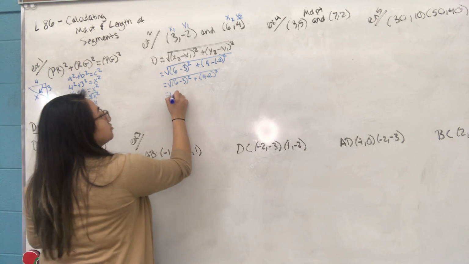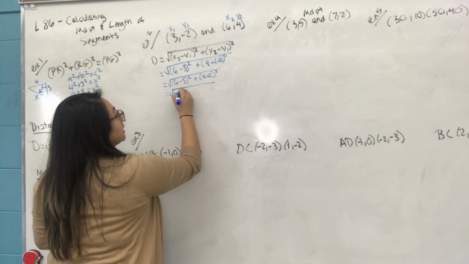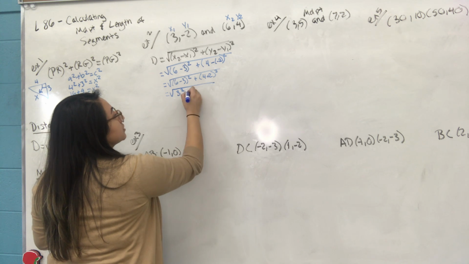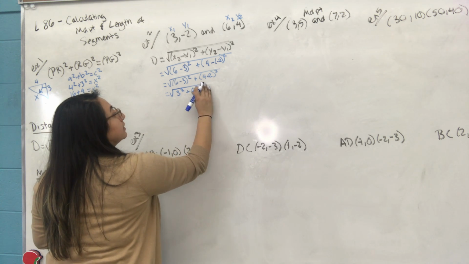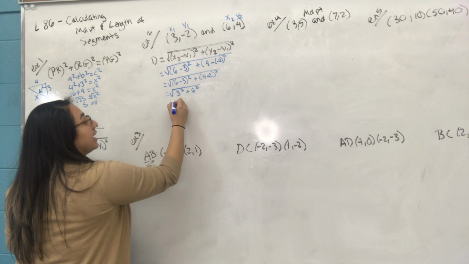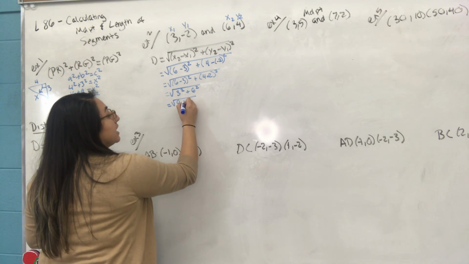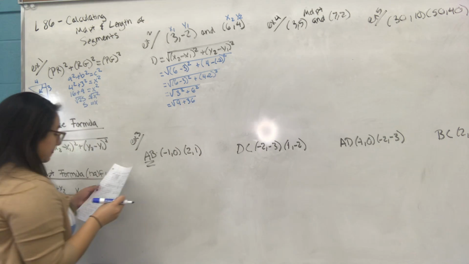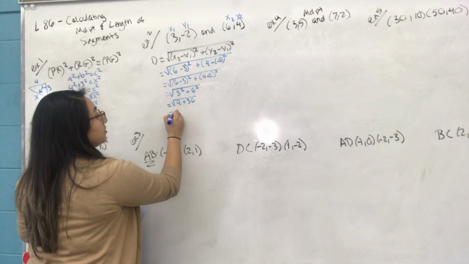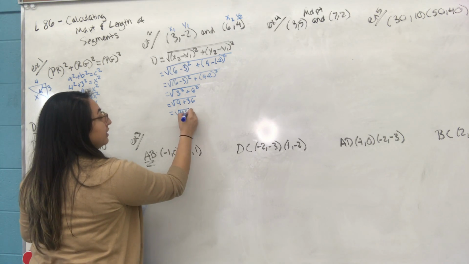Now I go ahead and subtract. 6 minus 3, 3 squared. 4 plus 2, 6 squared. If I keep on simplifying, I get the square root of 9 plus 36. And I end up with the square root of 45.